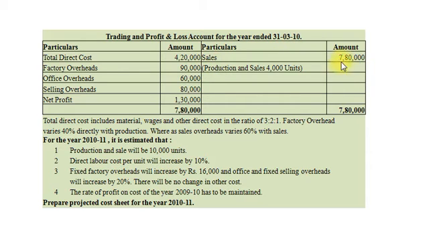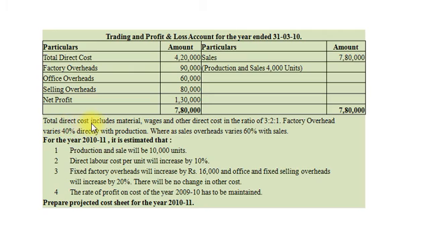Sales rupees 7,80,000. Production and sales unit 4,000. Debit side we have total direct cost rupees 4,20,000, factory overheads 90,000, office overheads 60,000, selling overheads 80,000 and net profit rupees 1,30,000.